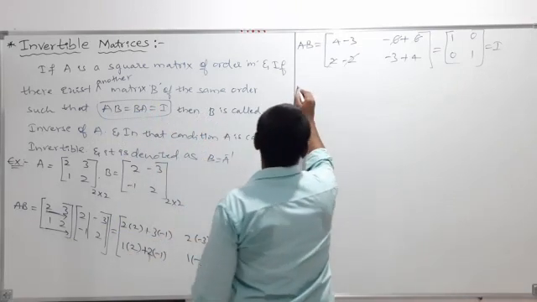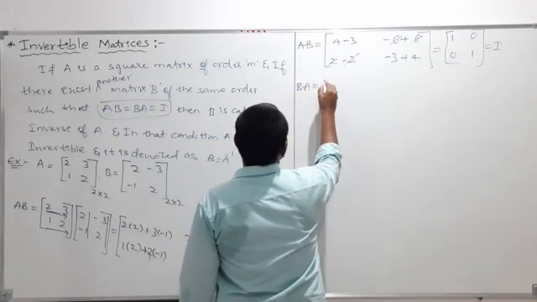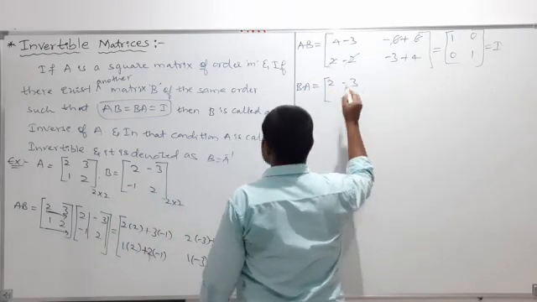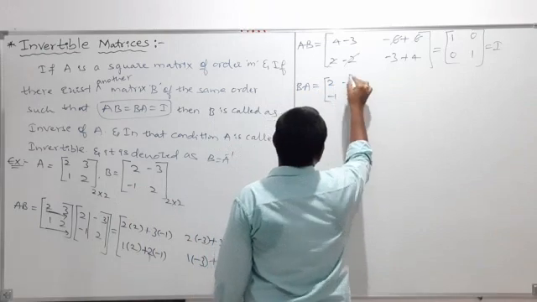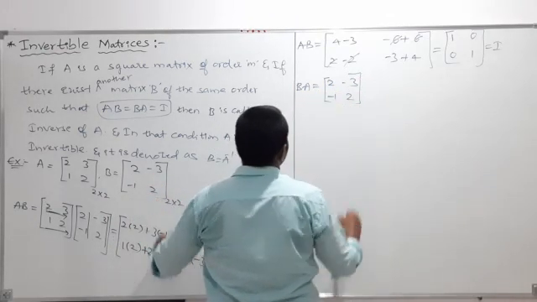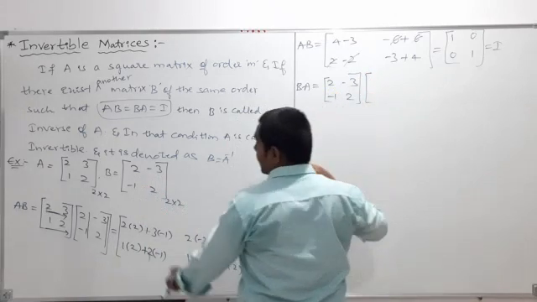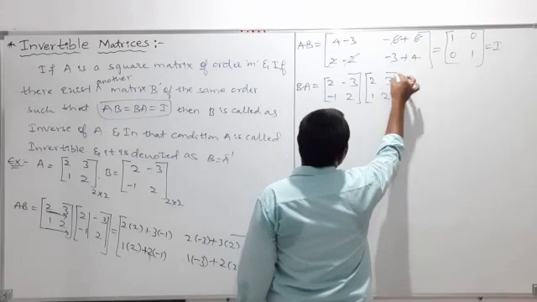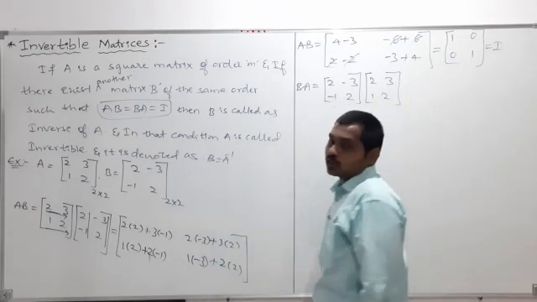So now calculate the BA matrix, students. BA is equal to, what is the matrix B here? 2 minus 3 minus 1 2. This is your matrix B. 2 minus 3 minus 1 2, into the matrix A, which is 2 3 1 2. Clear? Now multiply these two matrices.